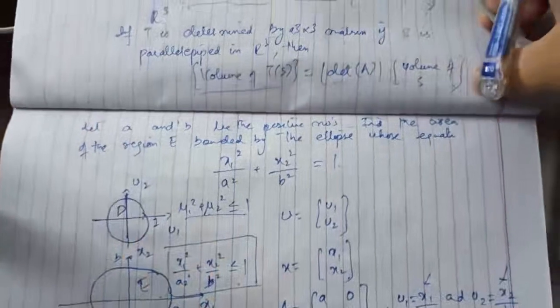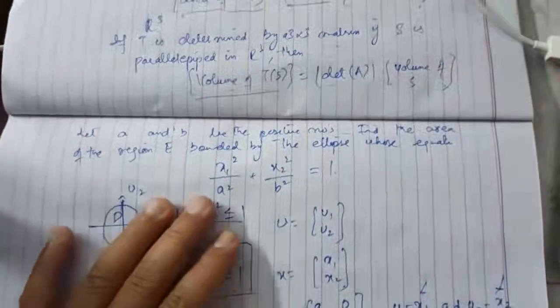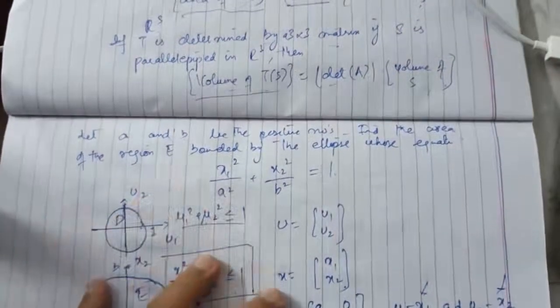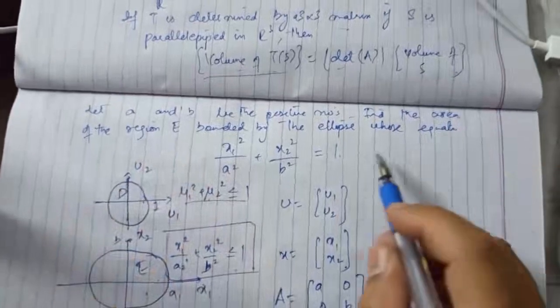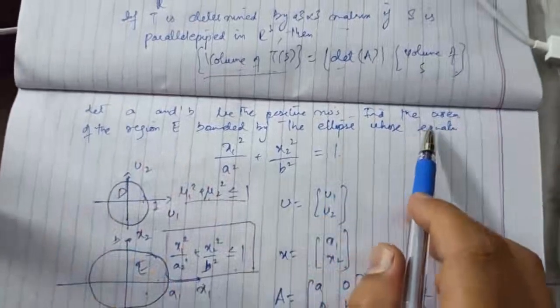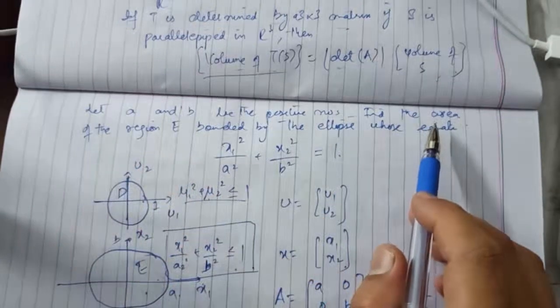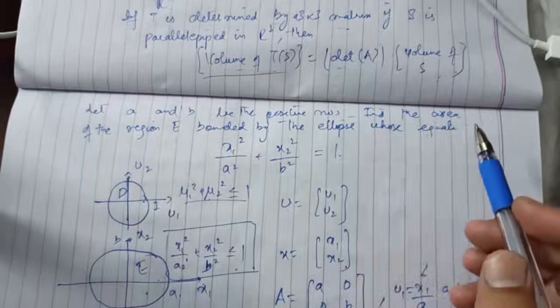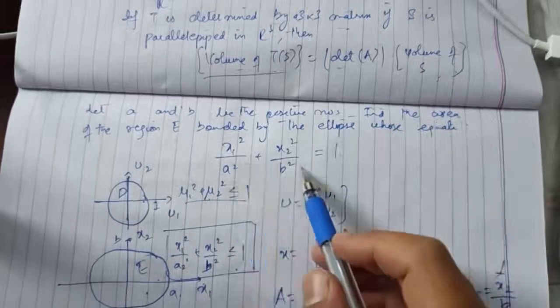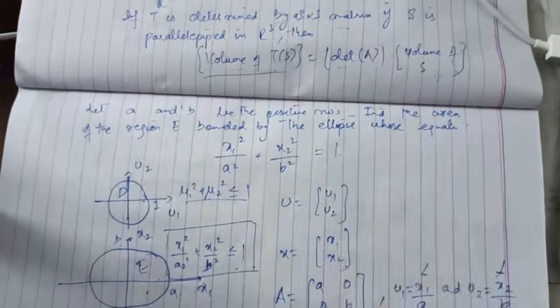Assuming that, let's do an example to illustrate what we have just said. Let a and b be positive numbers, and what you have to do is find the area of the region E bounded by the ellipse, whose equation is x1 squared over a squared plus x2 squared over b squared equals 1, right?